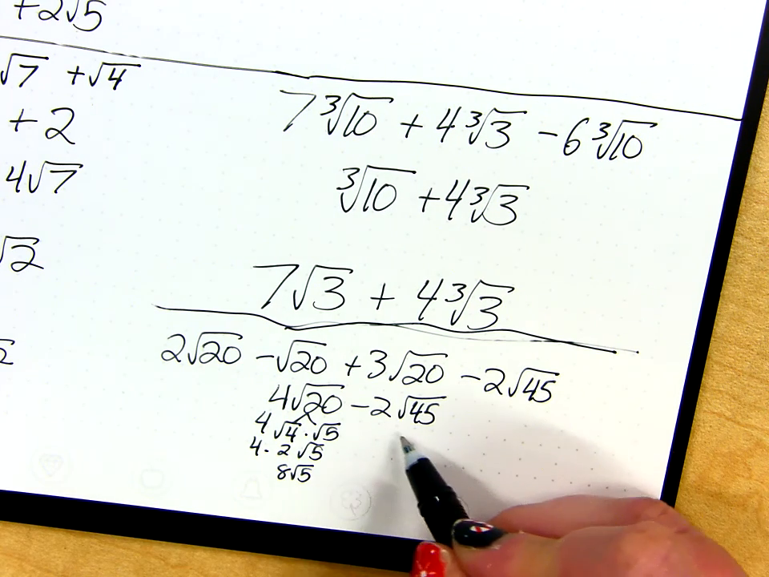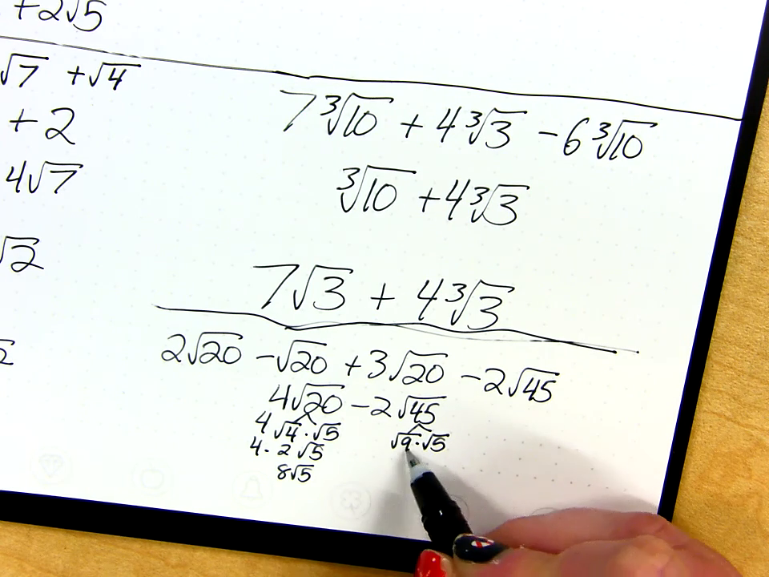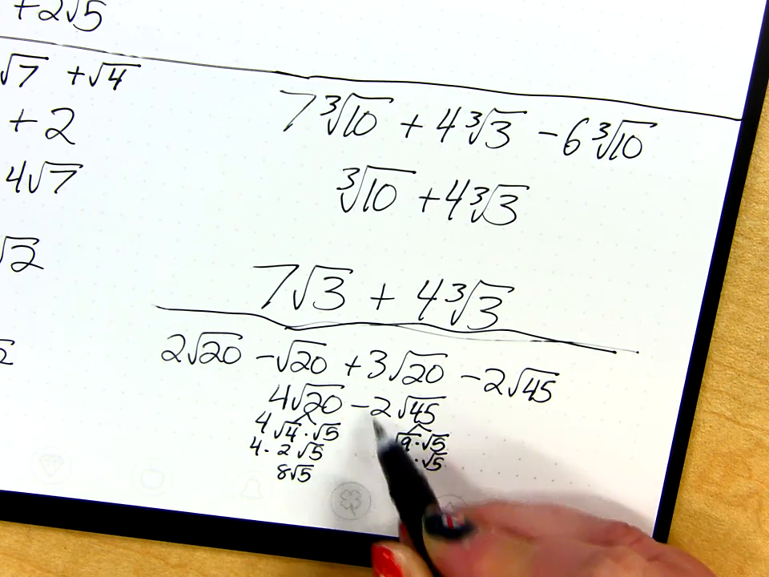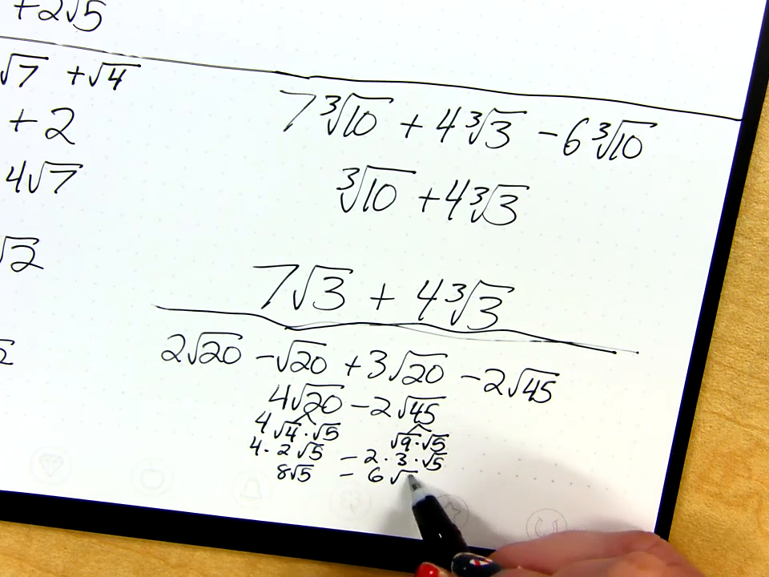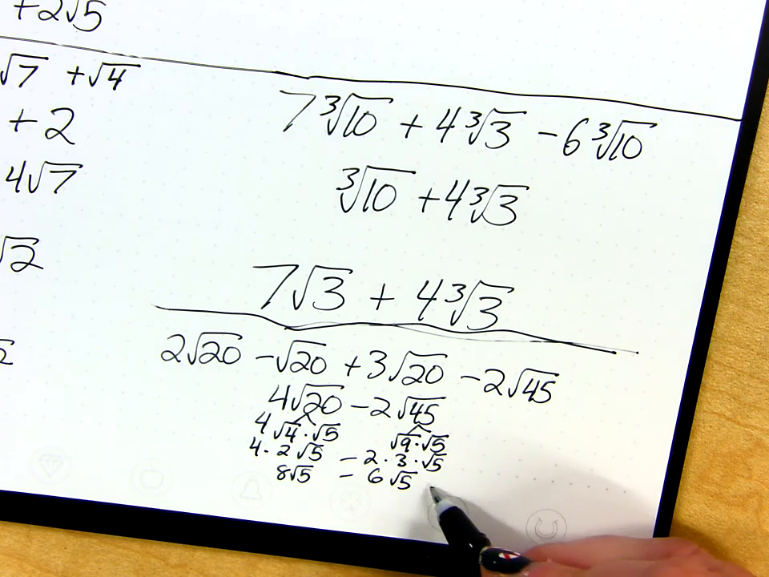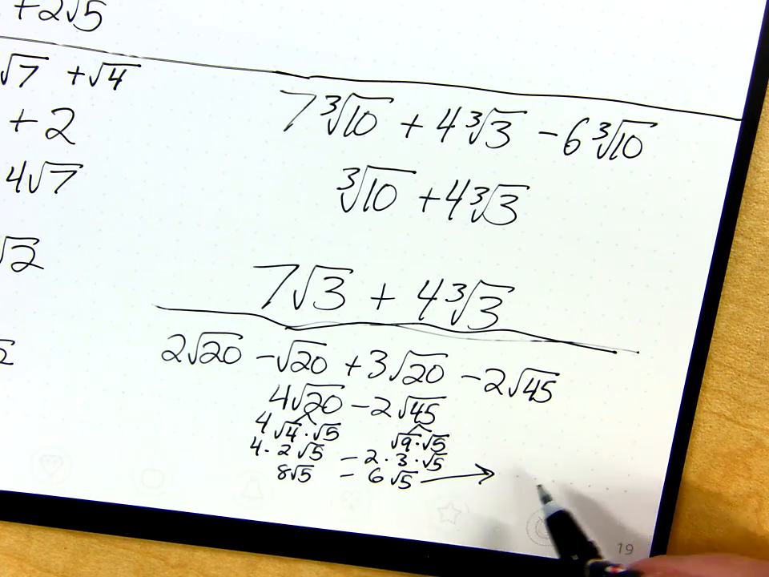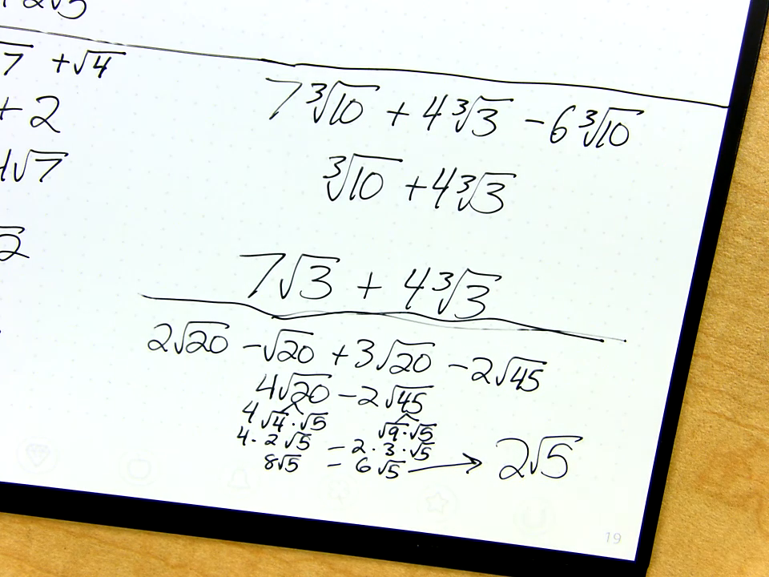And then this one, let's see, 45 can break up into 9 and 5. So that'd be 3 root 5. Don't forget about this minus 2 here. So that'd be a minus, oh my gosh, what do you know? So my final answer is actually, someone said it, I think, 2 root 5. Wow, that didn't look anything alike at first, but after you simplify everything, there you have it.